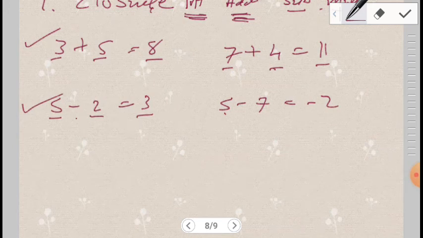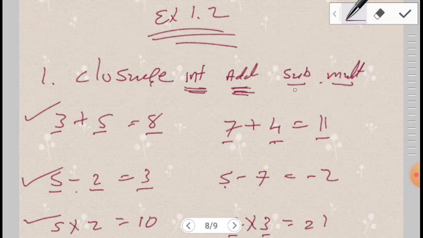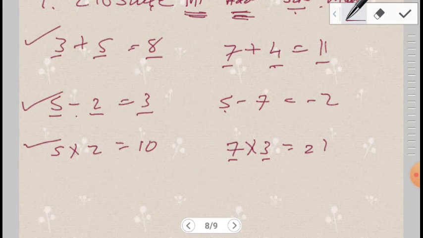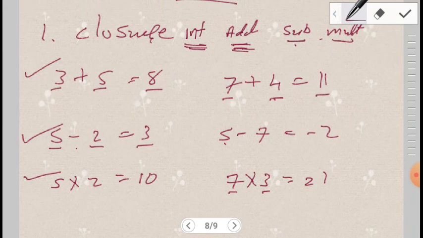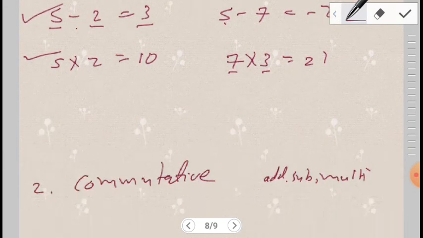Same for multiplication. If I multiply an integer with an integer, its answer will be an integer. As in 7 into 3, 7 is an integer and 3 is also an integer, so its answer will be 21, which is also an integer. So when integers are added, subtracted or multiplied, we get the answer only as an integer, so we can say that all these operations are under closure.